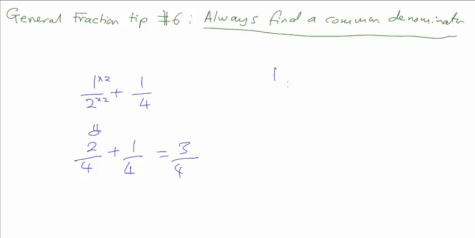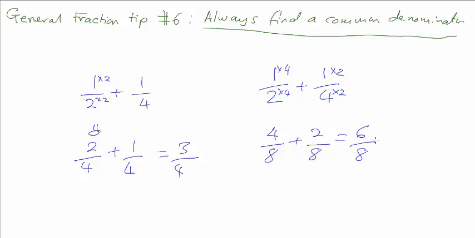But let's think about it the way I'm telling you, just in case you're stuck. If I times this by 4, and I times this by 2, times this by 2 and this by 4, what do I get? I get 4 over 8 plus 2 over 8. This gives me 6 over 8, which cancels down to 3 over 4. So it wasn't as quick as this, but it'll always work as long as you understand how to cancel things down.